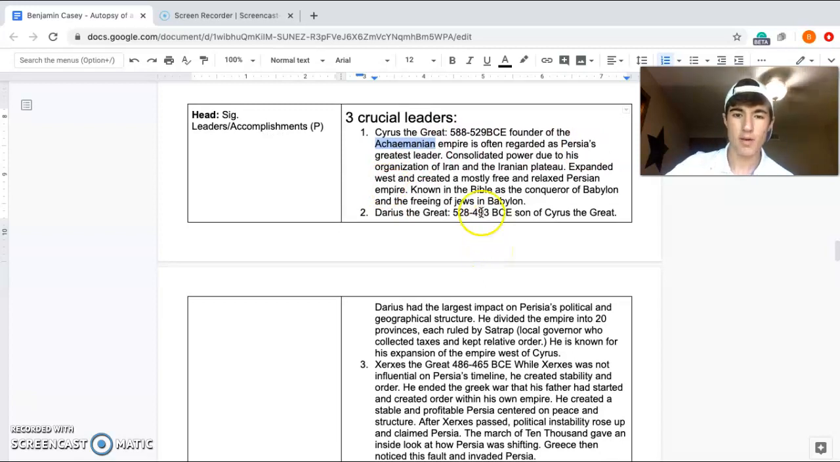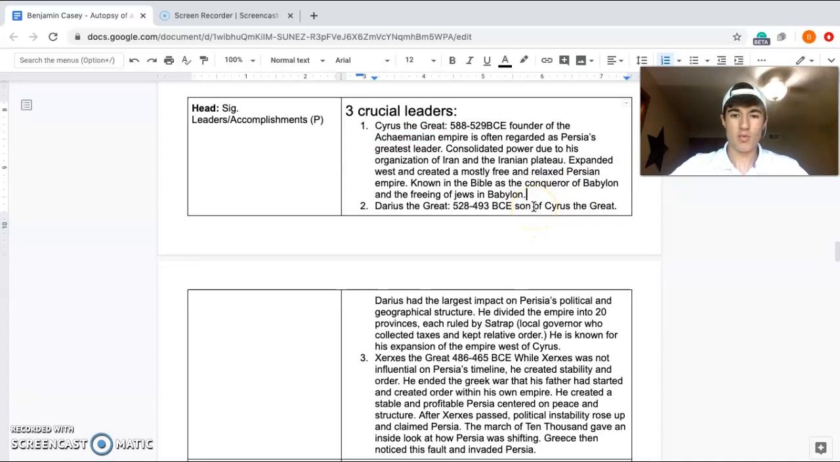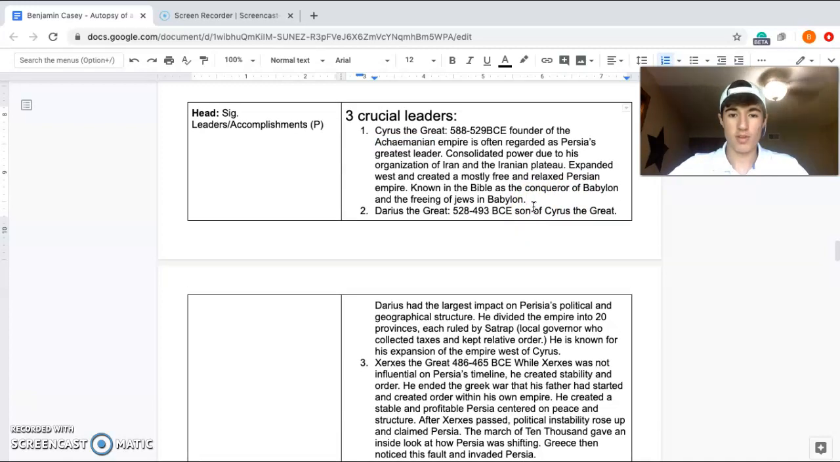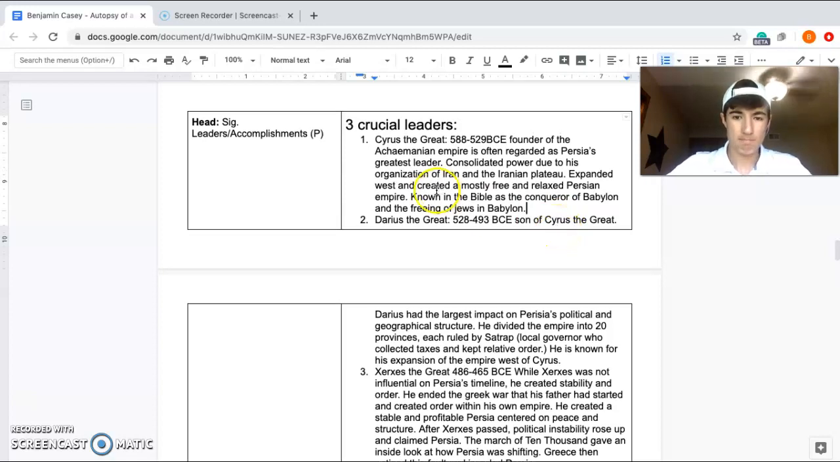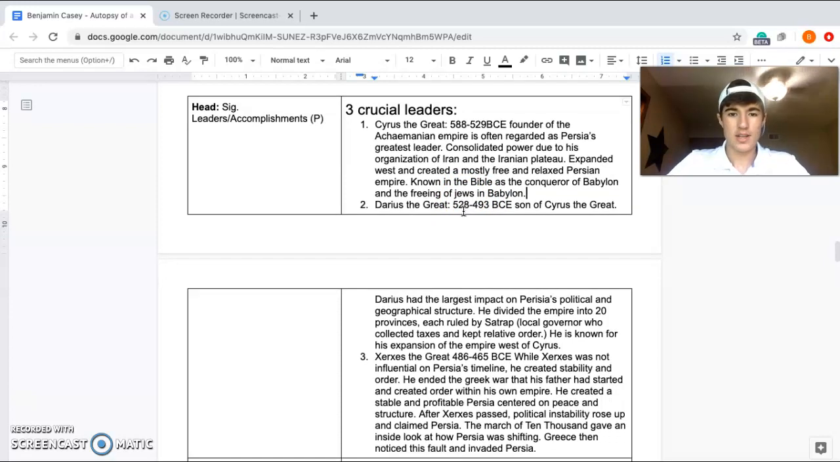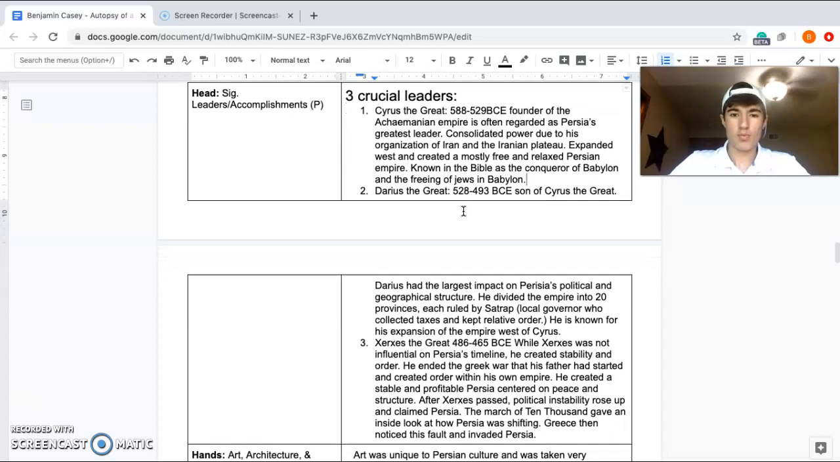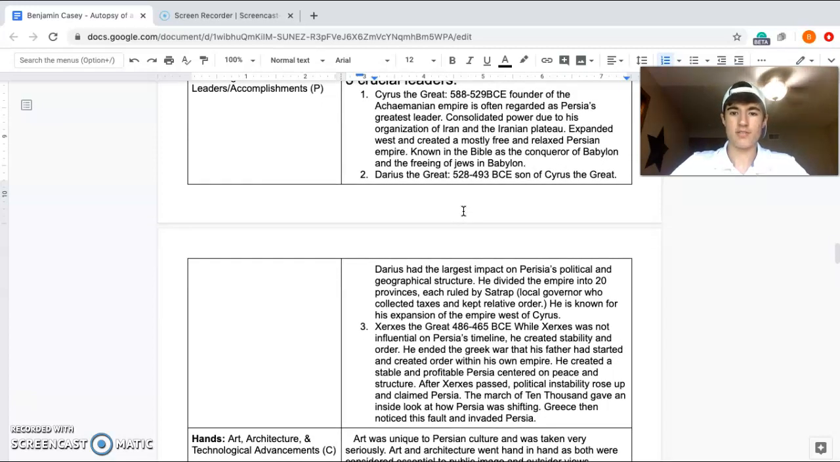He consolidated power to his organization of Iran in the Iranian plateau, which was the core of where the Persian Empire was located. He expanded west and created a mostly free and relaxed Persian Empire. People were free, people were happy, the government had legitimacy. And in the Bible, he is known as the conqueror of Babylon, and he freed the Jews in Babylon. So overall, a good guy. Wasn't cruel. Was not cruel at all. Helped his nation, freed others.